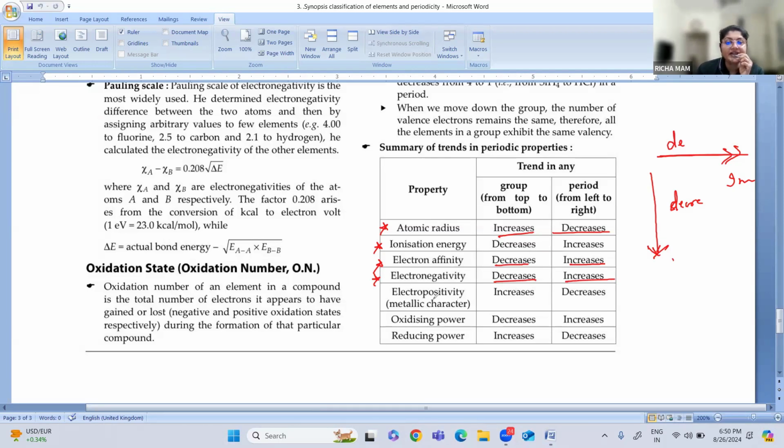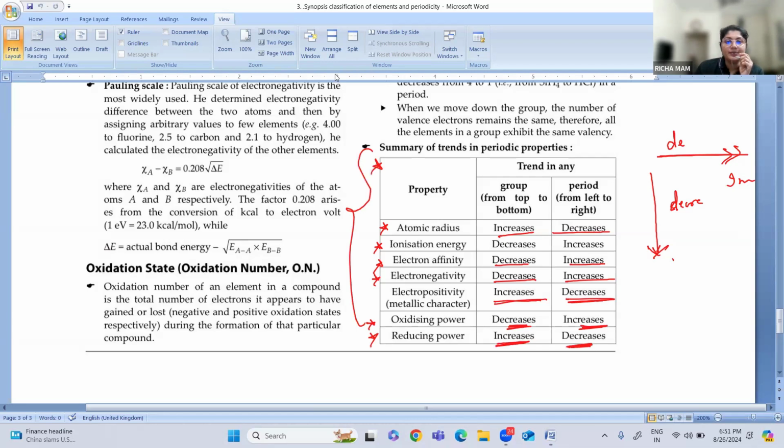Then electropositivity tells you the metallic character of an element, how electropositive it is. So it will be the reverse of electronegativity: down the group it will increase, and across the period it will decrease. Then the oxidizing power in the group decreases, and in the period it increases. So this trend is very important. Please remember this and note it down. And reducing power in the group increases, and across the period it decreases. Very, very important. I hope this is clear.